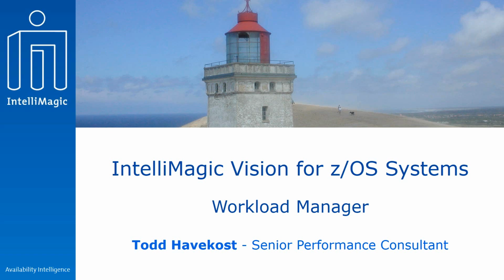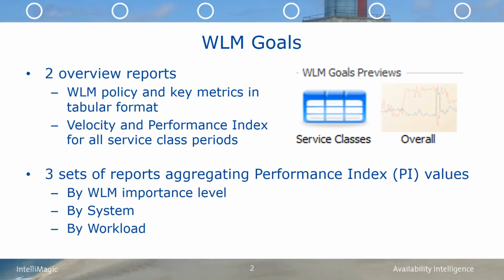Okay, WLM and transactions, new focal point. So in terms of WLM, in addition to a couple of overview reports, which involve the policy itself and then velocity performance index data, there are 3 sets of reports that aggregate the performance indexes that you are achieving in your shop and grouped in 3 different ways: by WLM importance level, by system, and by workload. So we'll look at examples of those.